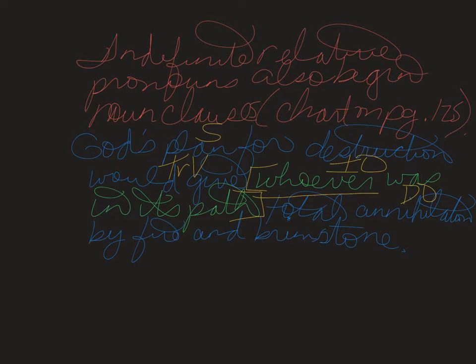And if you do your sentence pattern, you see that plan is the subject, would give is your transitive verb, would give what? Annihilation is your direct object. Would give annihilation to whom? Whoever was in its path. That noun clause, the whole clause, starting with the relative pronoun whoever, functions as your indirect object in your sentence.